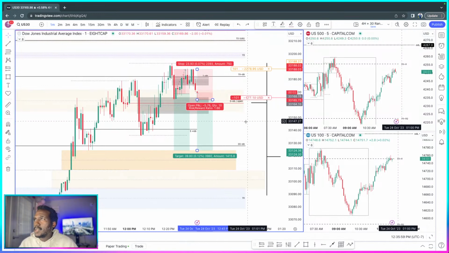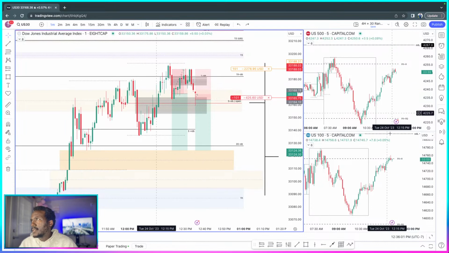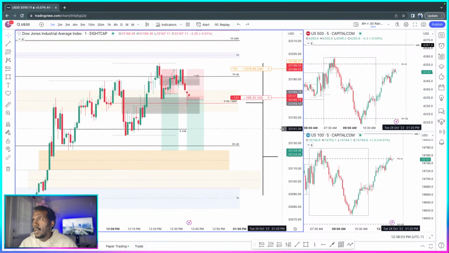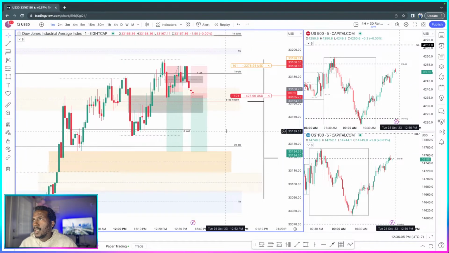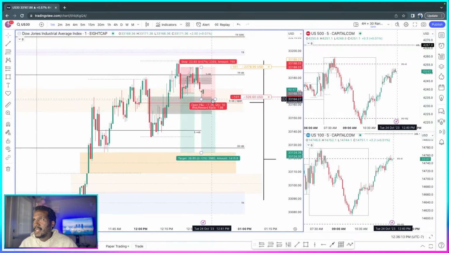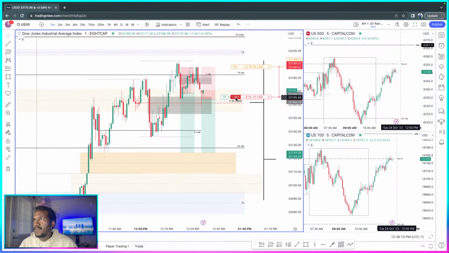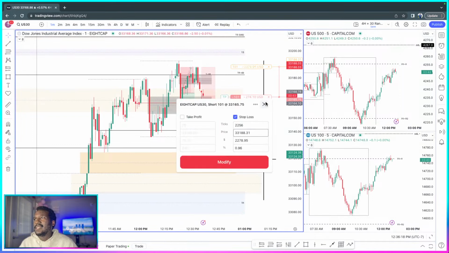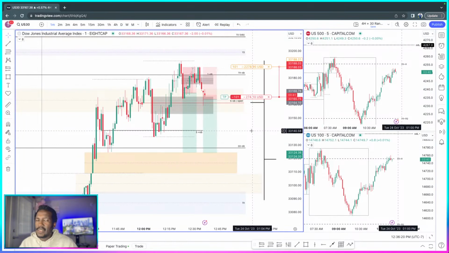So what are they doing? I need to see you guys going down too. Hallelujah. So these are the two positions that I'm in. This one we entered here, and then this one here. A total of 1%, 0.96% is the risk.